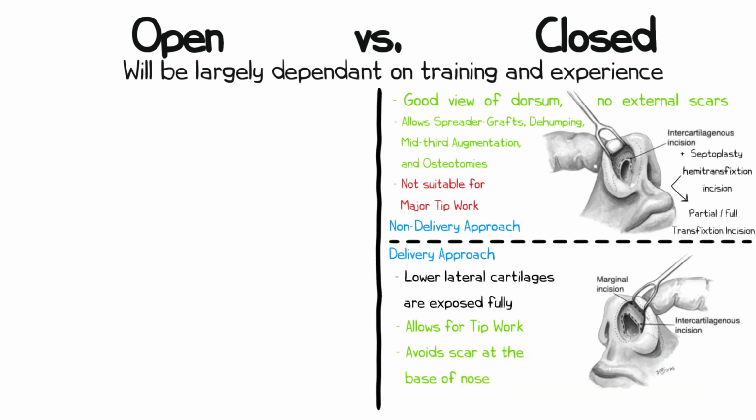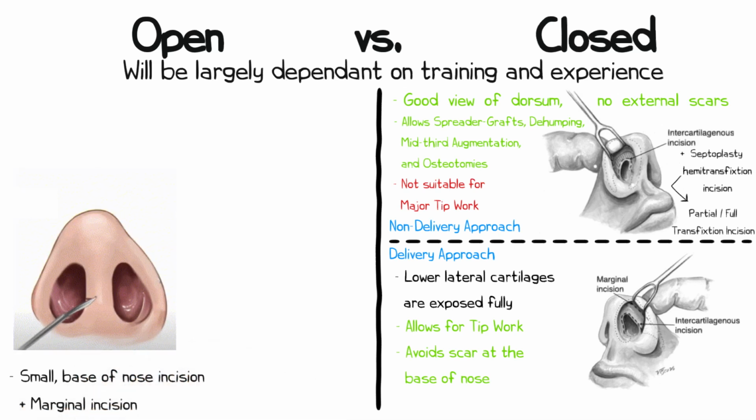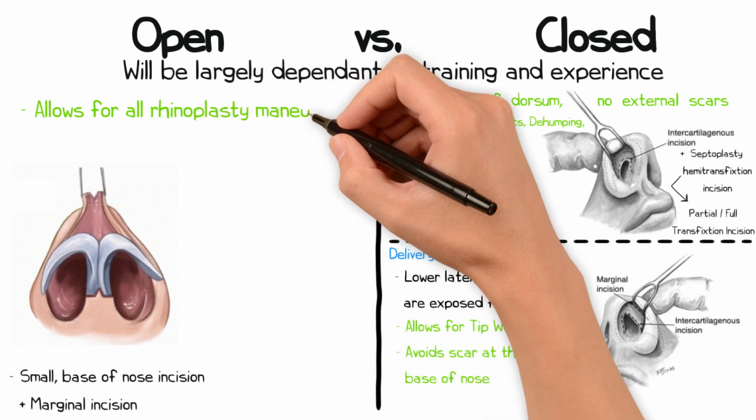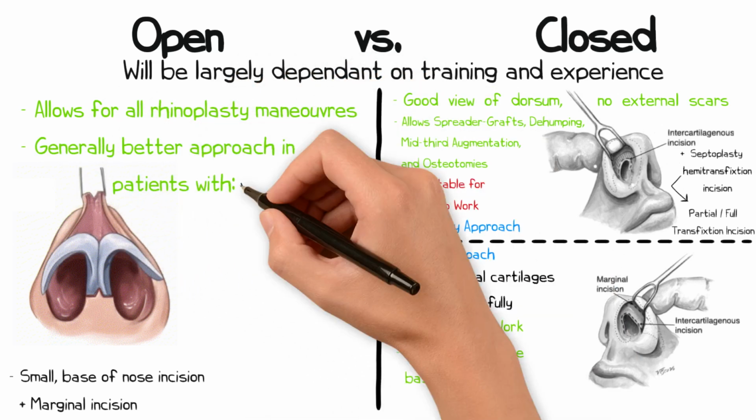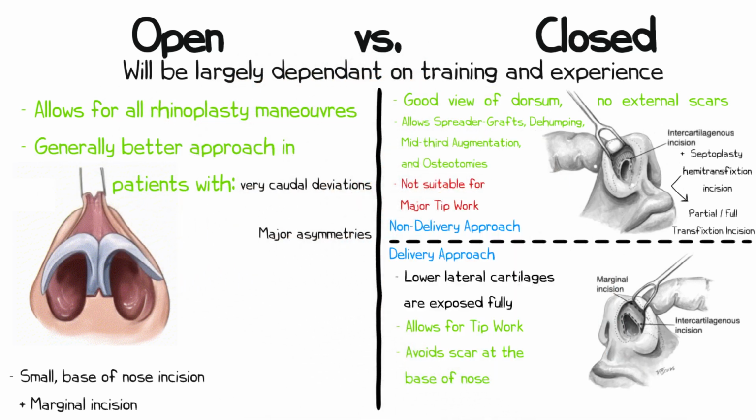In an open approach, there is a small staggered incision at the base of the nose, which is combined with internal marginal incisions to expose the whole nasal framework. All rhinoplasty maneuvers can be carried out this way, and for patients with very caudal deviations and major asymmetry, it permits far superior views. There are clearly pros and cons to both approaches.